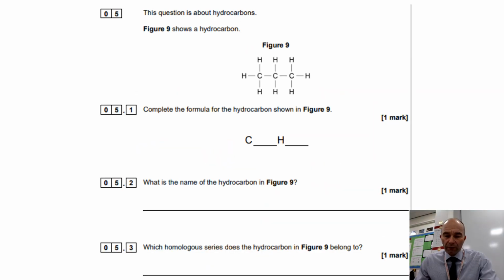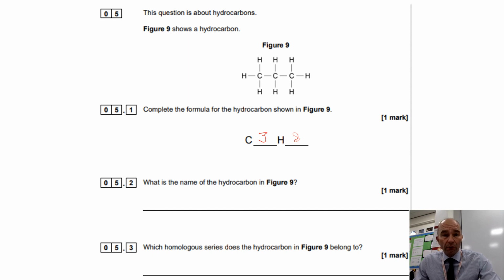So in question 5, this question is all about hydrocarbons, and figure 9 shows you an example of a hydrocarbon. The first question is you need to complete the formula for the hydrocarbon shown above. Now this should be a relatively straightforward question. You just need to count up the number of carbons, count up the number of hydrogens, then fill in the blanks. We have 3 carbons, and then it's just a case of counting up the number of hydrogens, and you've got the 8 hydrogens. Now, you need to name that hydrocarbon.